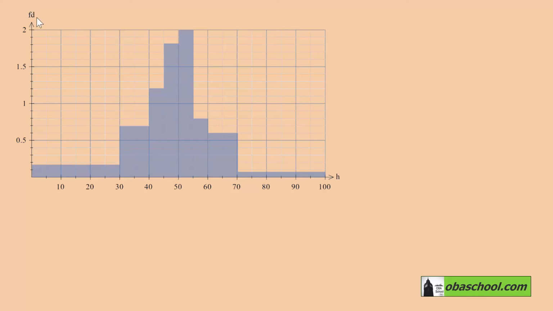Since frequency density is frequency divided by class width, and we have class width here, the area of this bar is calculated by doing frequency divided by class width multiplied by class width, which gives us frequency. So the area represents the amount of data.